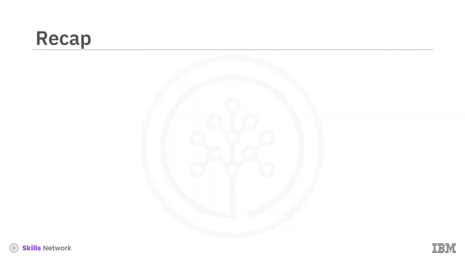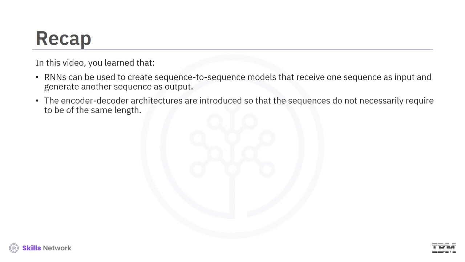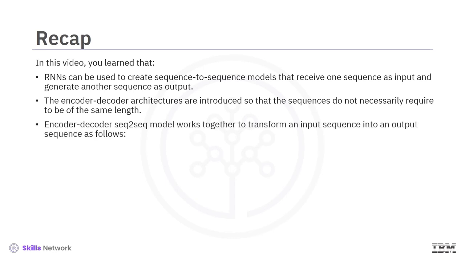Let's now recap what you learned. In this video, you learned that RNNs can be used to create sequence-to-sequence models that receive one sequence as input and generate another sequence as output. The encoder-decoder architectures are introduced so that the sequences do not necessarily have to be of the same length. The encoder-decoder sequence-to-sequence model works together to transform an input sequence into an output sequence.